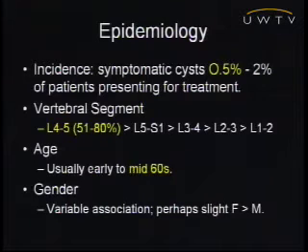Looking at the epidemiology a little bit, they represent probably about 0.5% of patients presenting to a clinic for pain. It's most commonly at the L4-5 segment, and that makes sense because that has the most motion of any of the lumbar segments, and usually is found in patients in their mid-60s.